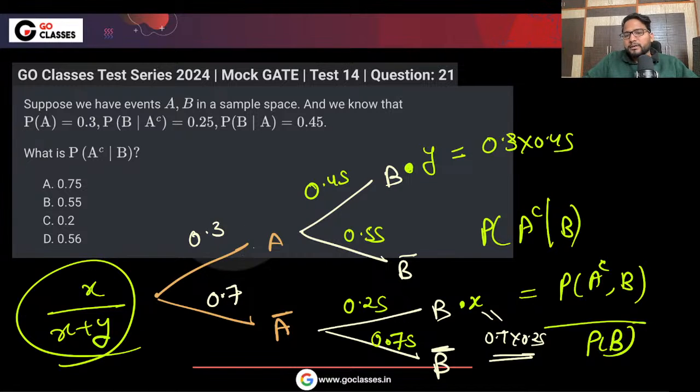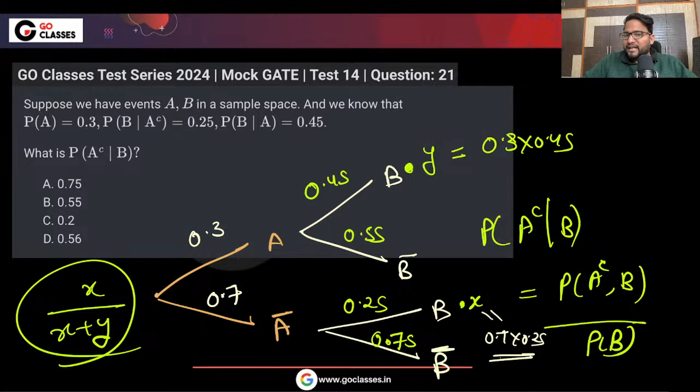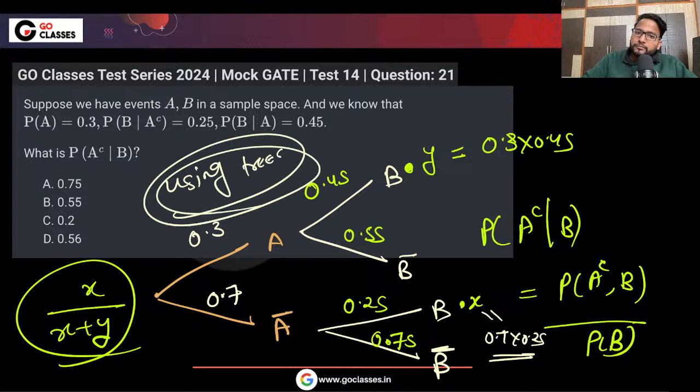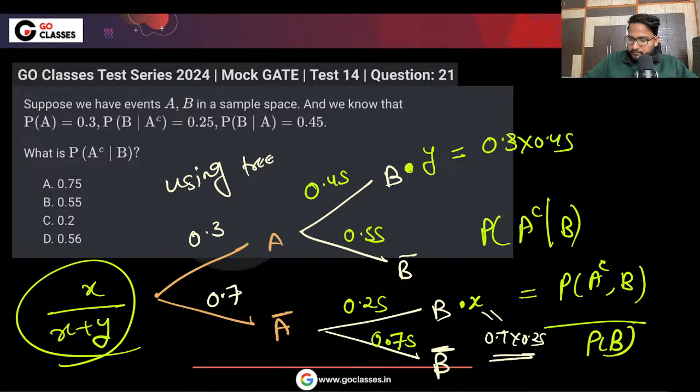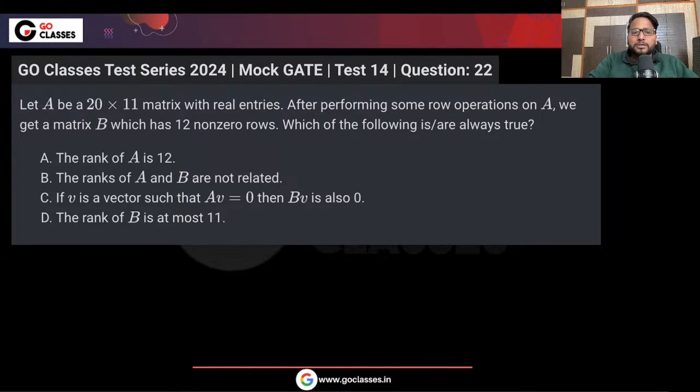Yes, this question was an easy one. If you make this tree, then you are very confident that you are going in the right direction, and it really makes the calculation faster and easier. How many of you solved this question using a tree? Let me know. So the answer is coming out to be D. Okay, let's see this question. I hope this question was easy enough. The answer is CD. Should I solve this question?